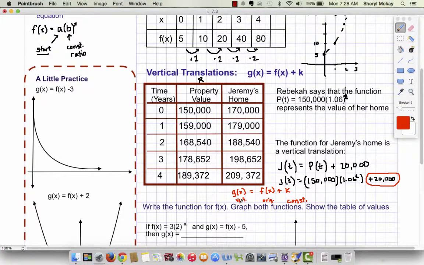So the translation, g of x, is equal to the original function, whatever that original function looks like, and all we've done is we've shifted it up or down in a vertical direction by a constant, okay? Now, let's try some.